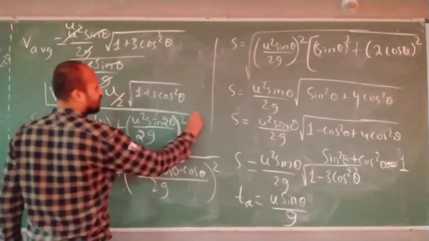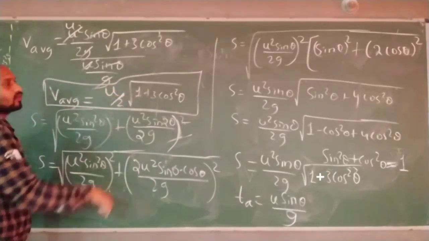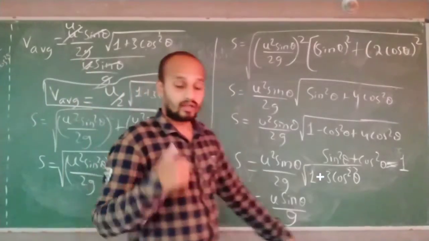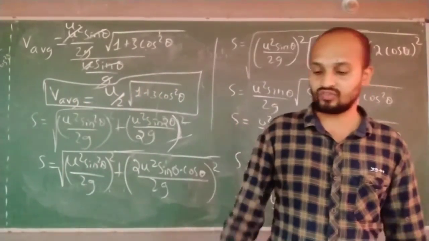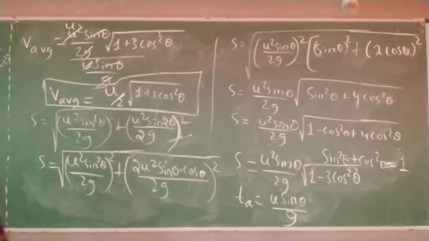Average velocity from the highest point to the point of projection is u by 2 into root of 1 plus 3 cos square theta. Now make the diagram and solve this. Then only you understand. Just don't listen. You have to write notes of this.